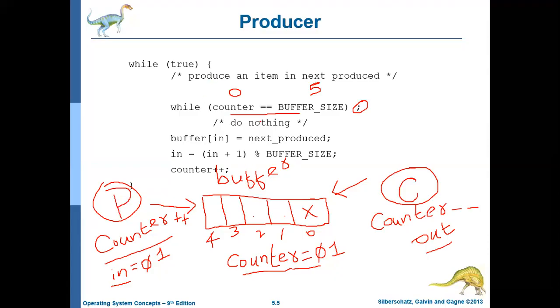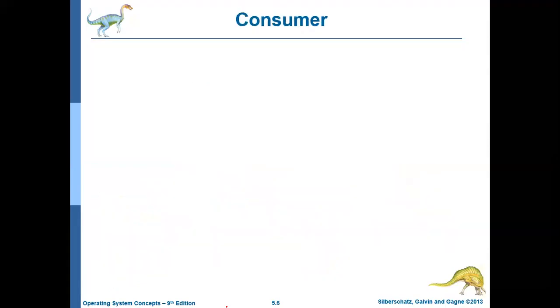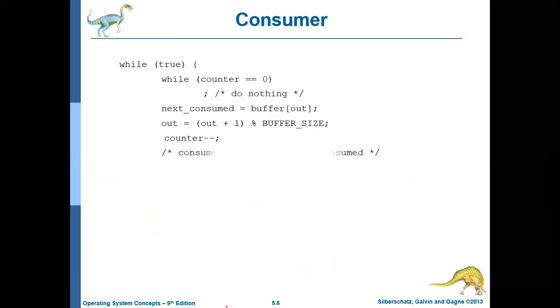So like that, the producer checks whether the counter is equal to buffer size or not. If the counter is equal to buffer size, then it means the buffer is full, so it will wait. Otherwise, it will add an item to the buffer. Similarly, this is the code for the consumer. The consumer checks whether counter is 0 or not. If counter is 0, you can see there is a semicolon, which means this loop will become an infinite loop. It will keep on waiting and checking whether counter is 0 or not.